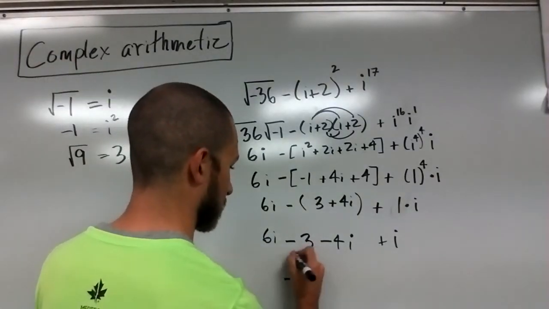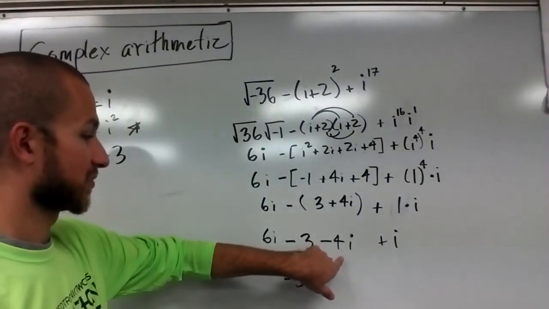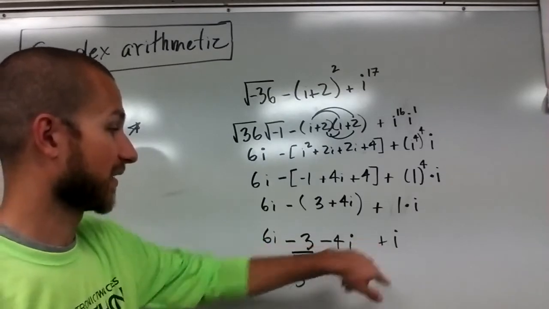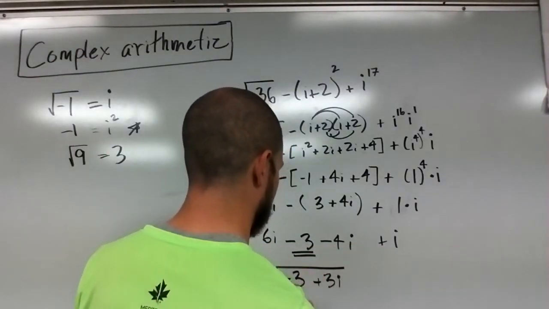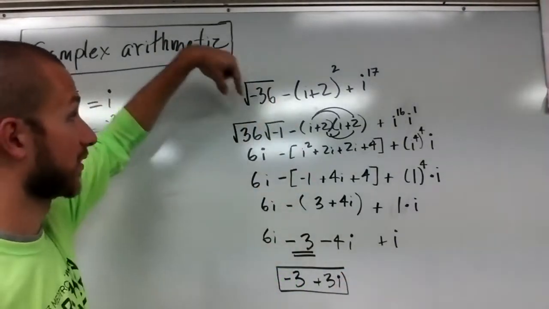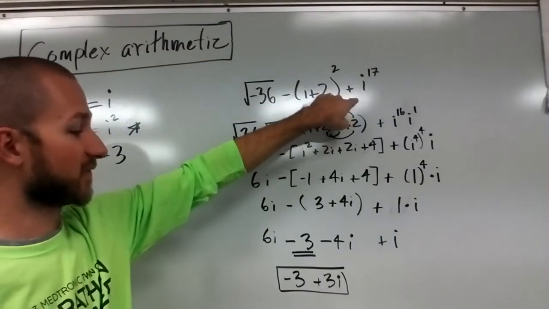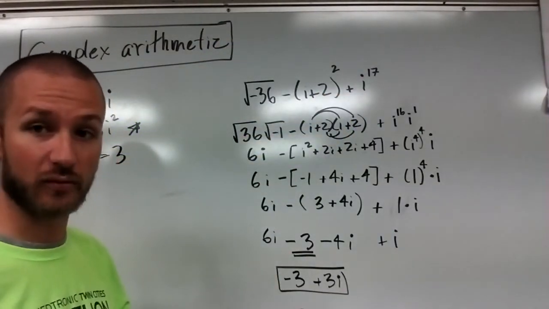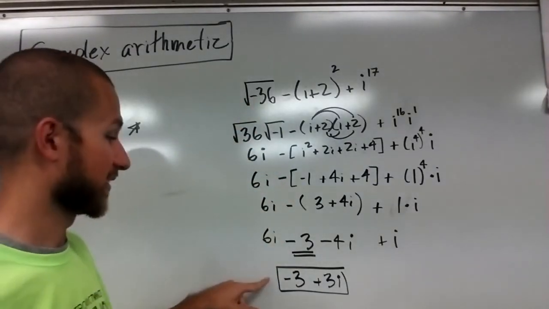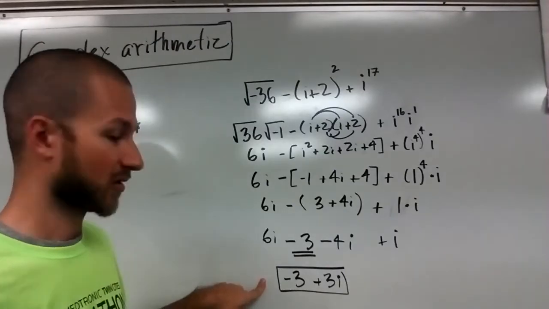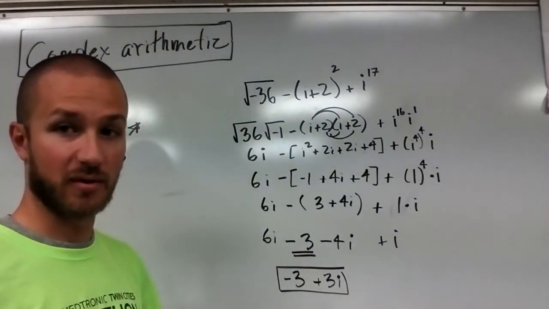And then count up my i's. I have 6i, subtracting 4i to give me 2i, and then adding an i to get 3i. So this expression up here, negative square root of negative 36 minus (i + 2) squared plus i to the 17th, turns out to be equal to just negative 3 + 3i. We call this process simplifying. This final answer has no exponents of i, no square roots of negative numbers. It's just numbers and then imaginary numbers.